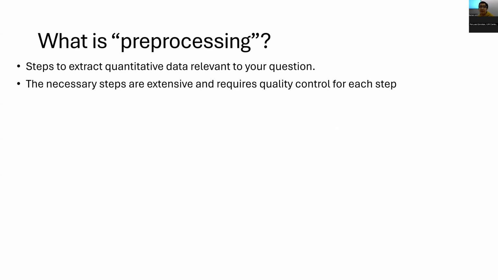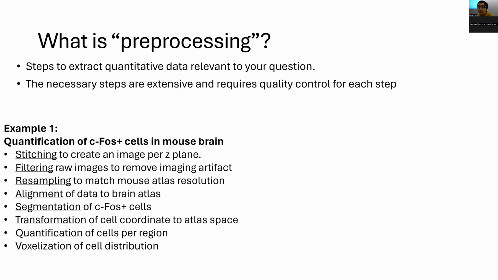But it's very extensive, and you have to have some quality control for each step. For very popular examples, if you want to quantify the c-Fos positive cells in the mouse brain, you start from stitching to create the image per Z-plane. You filter the image so that you can remove some artifact signals. You have to resample the image because you want to align the image onto a brain atlas, and that is in a completely different resolution.